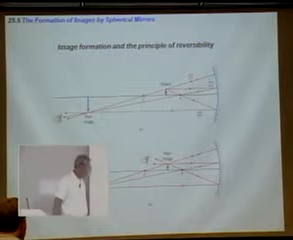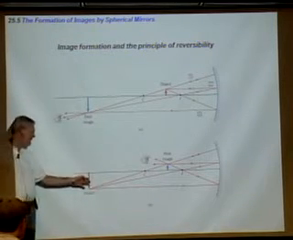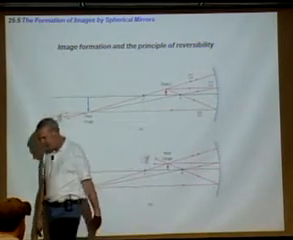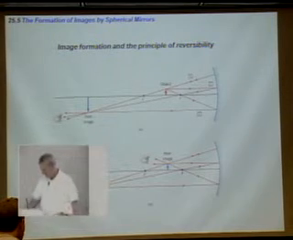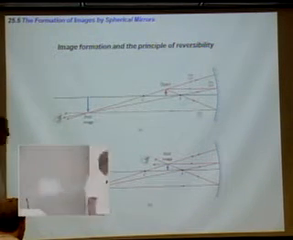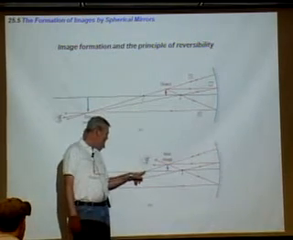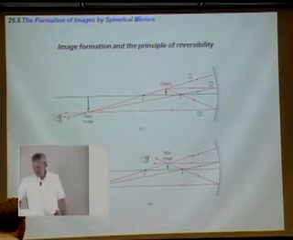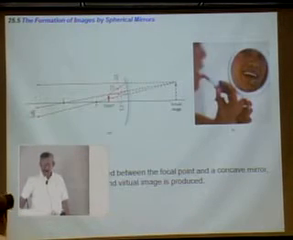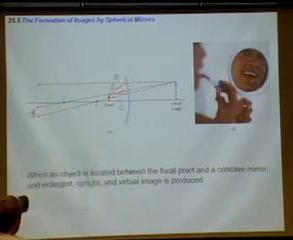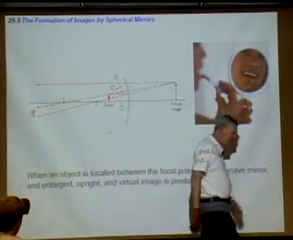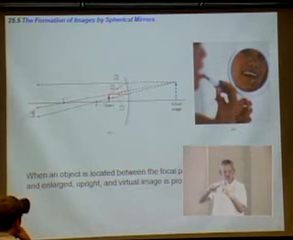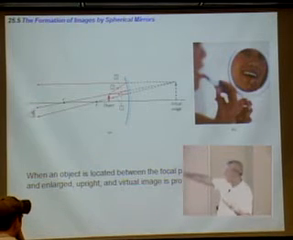And then, notice now, we've moved the object this time to where the image was, and now I've got a real image that's upright, and it's between the radius of curvature and the focal length. Okay? Okay, now, so notice with a concave mirror, we can get an image that is real and inverted. We can get an image that is real and upright. And we can also get an image that is virtual.